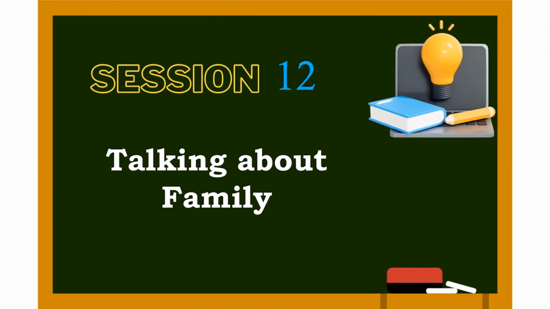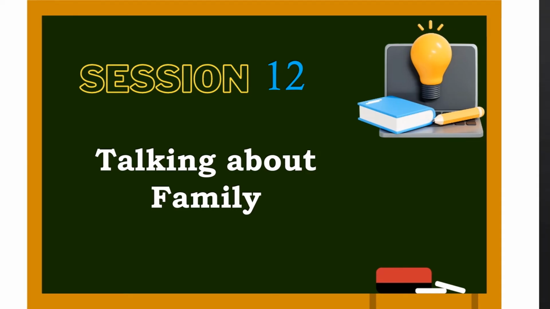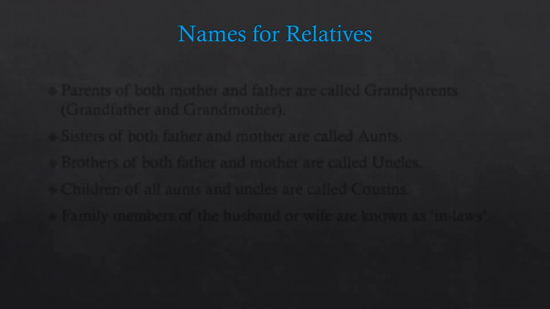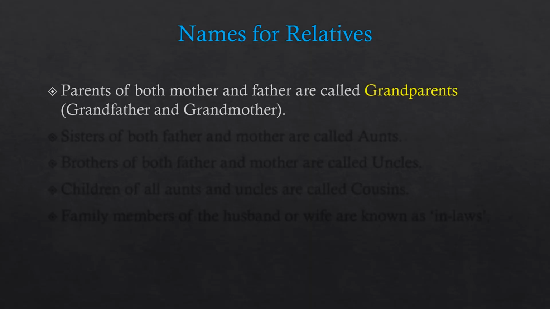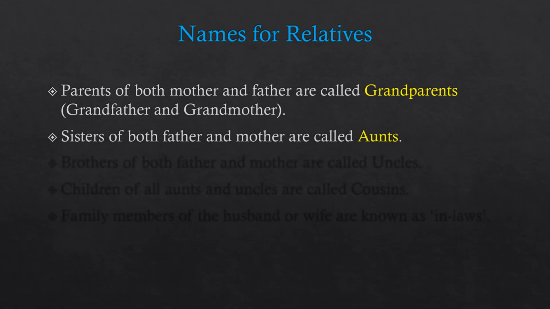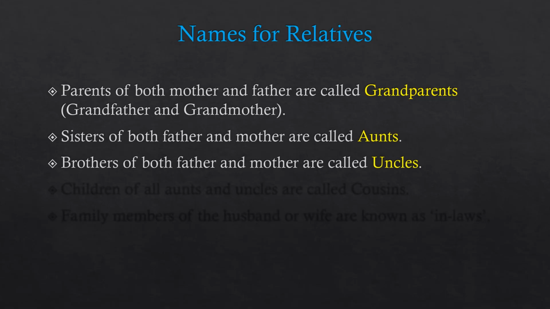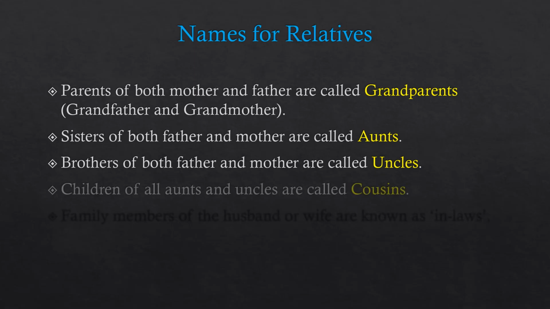Now let us proceed to session 12, talking about family. Whenever talking about our family members, we use specific words for them to indicate our relation with them. For example, we call the parents of our mother and father as grandparents. We call their sisters as aunts. We call their brothers as uncles. The children of all aunts and uncles are called cousins.